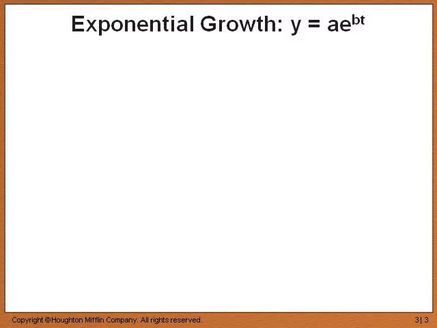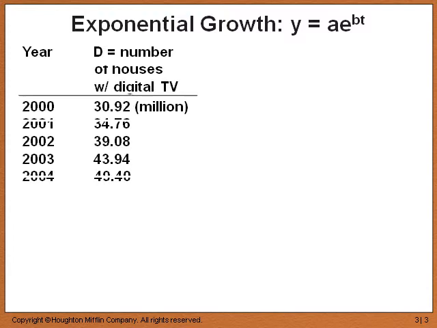Let's talk first about exponential growth. The model y equals a e to the bt. Once again, a is the initial amount, b is the rate constant, and t is time. So this is our table of data. On the left column we have the year, 2000, 2001, 2002, 2003, 2004. And on the right column we have D, which is the number of houses with digital TV.